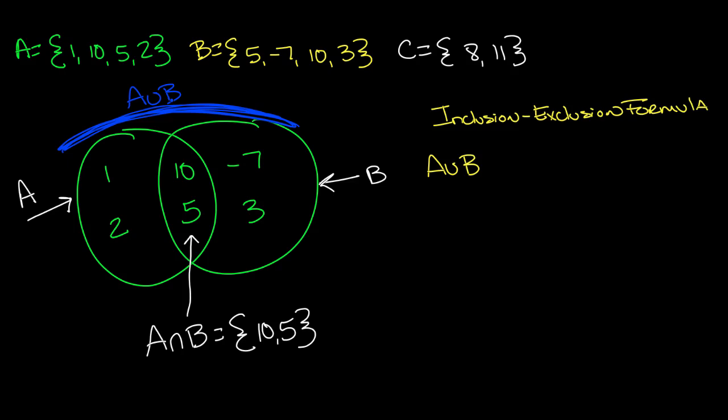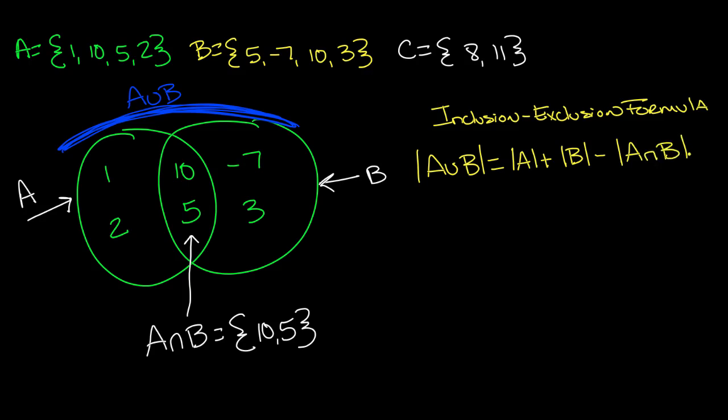The inclusion-exclusion formula tells us that the cardinality of A union B, understood in terms of A and B, is equal to the cardinality of A plus the cardinality of B minus the cardinality of A intersect B.